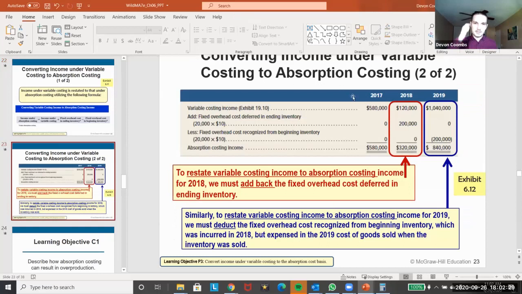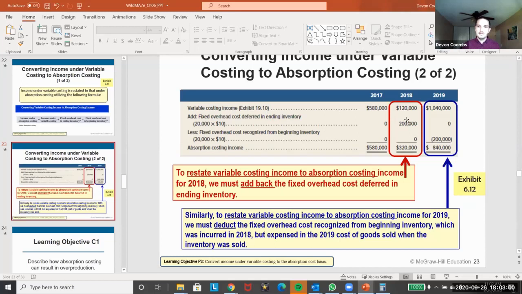So we have an example here. Variable costing income versus absorption costing income. If there's no beginning and ending inventory, so if this is the first year, it's going to be the same, right? Because inventory costs didn't change anything. The only difference is if we sell different amounts of inventory. So we have nothing deferred in ending inventory, nothing recognized from beginning inventory.